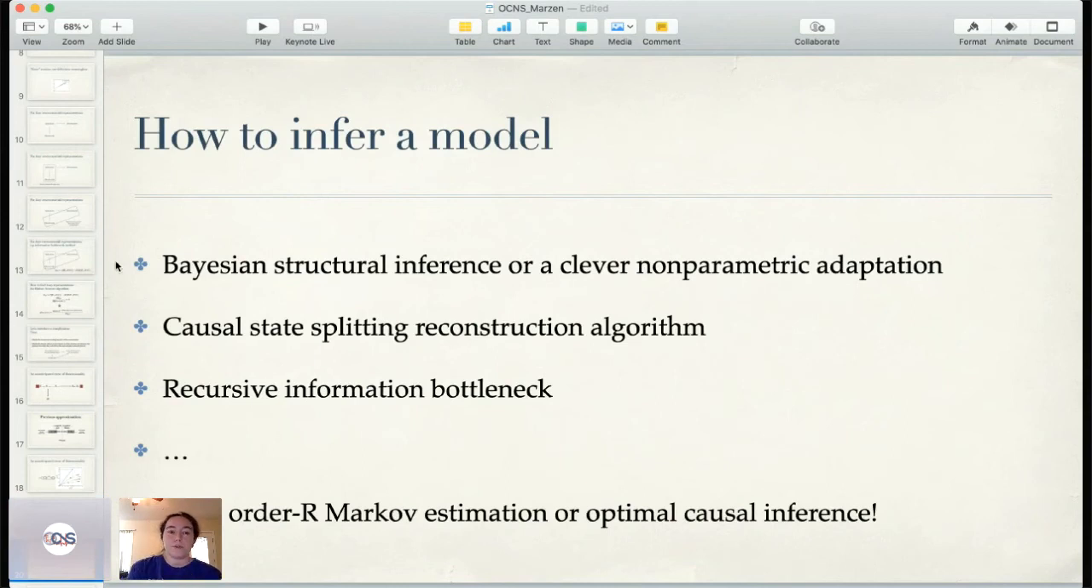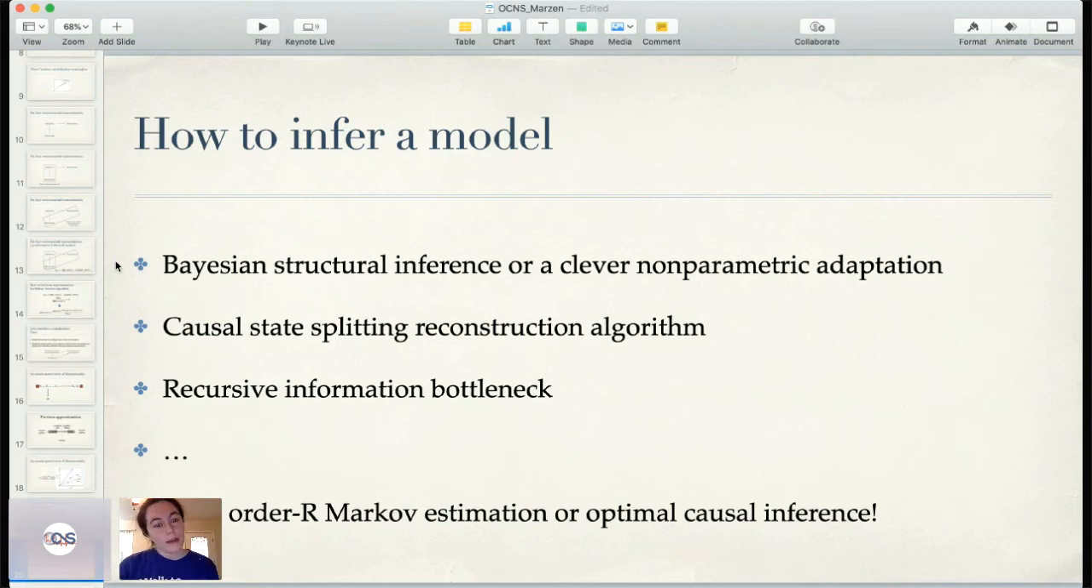So let me briefly talk about how to infer a model. I wanted to point out that every single model inference procedure has benefits and drawbacks, and I'll go through a few of them. There's Bayesian structural inference, where you look over a set of possible unifilar hidden Markov models, which again is just a special type of hidden Markov model, and you calculate the likelihood that the data you've seen was generated by that model. If you're clever about how you choose your priors, you can make this analytically tractable. The drawback is that you have to search over a set of machines, and the number of machines grows super exponentially as you increase the size of the machine. So practically speaking, you can get up to about six states and then your computer's going to go kaput.